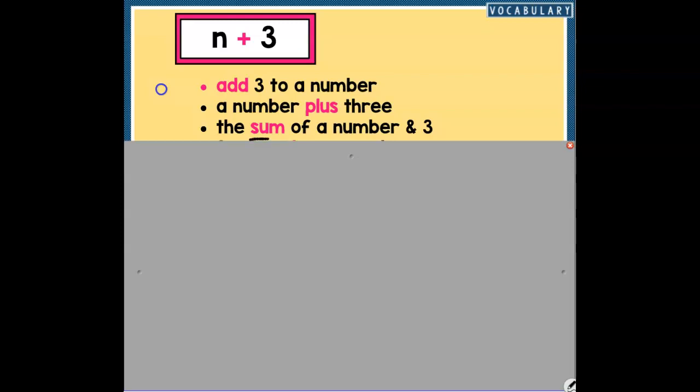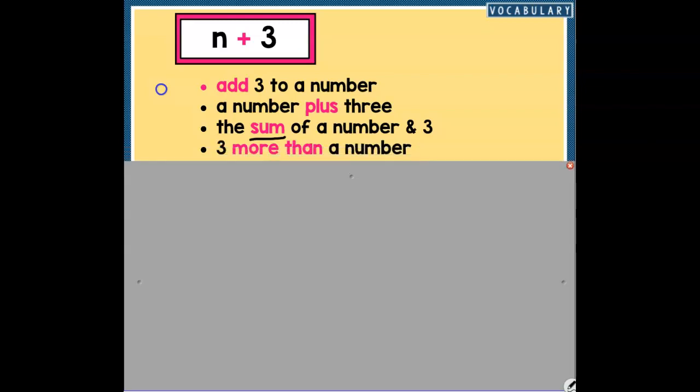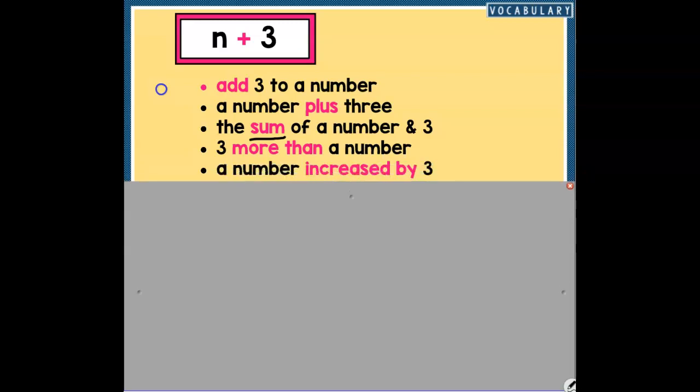Remember how we talked about sum was that word that meant answer when you add. 3 more than a number would be another way you could say that. And a number increased by 3. Because remember, if we increase, it's getting higher. If the temperature increases throughout the day, it's going up, up, up.